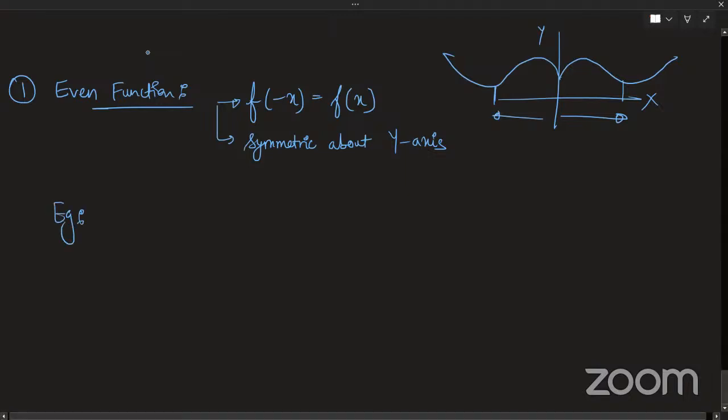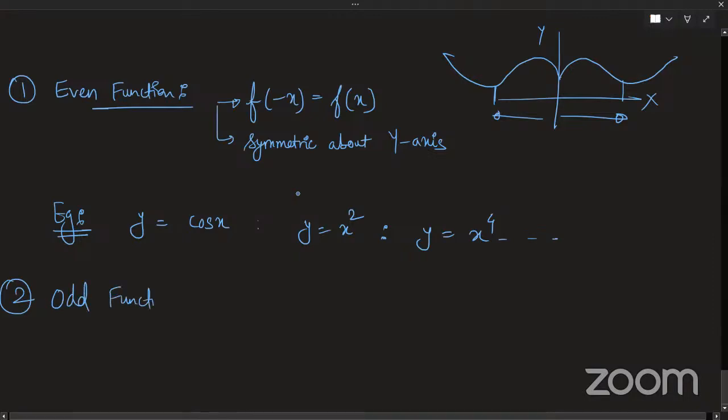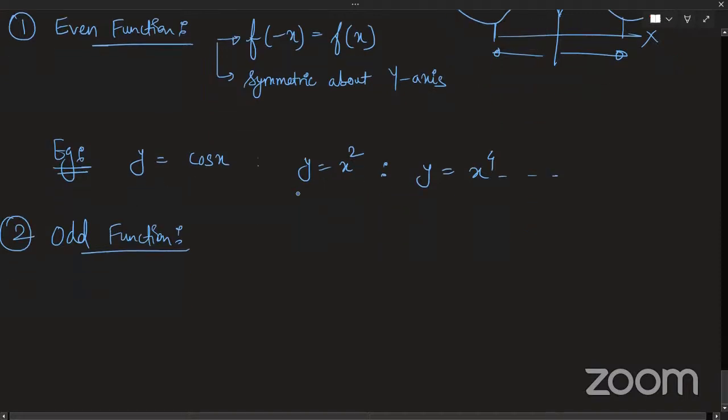I have some examples also. We have y is equal to cos x, then y is equal to x square, y is equal to x raised to 4. So either you put x or you put minus x, the value will be the same for any real value of x. Similarly, second, I have the odd function. An odd function is basically what? F of minus x is equal to minus f of x. It has point symmetry about the origin.